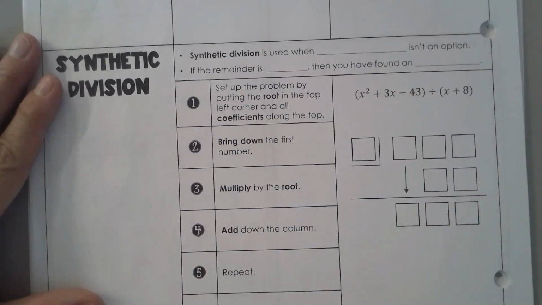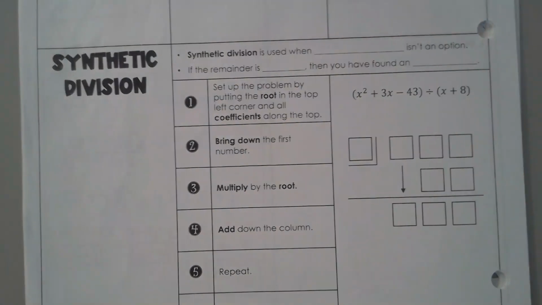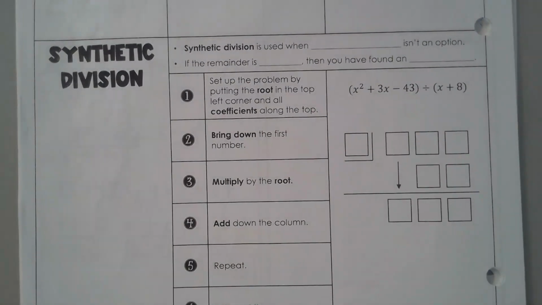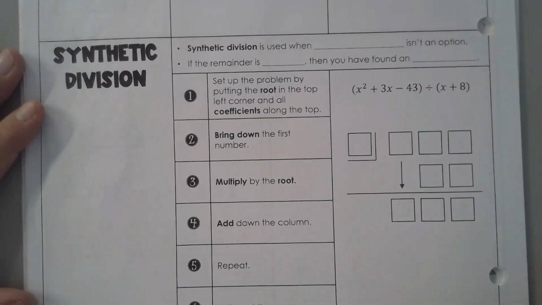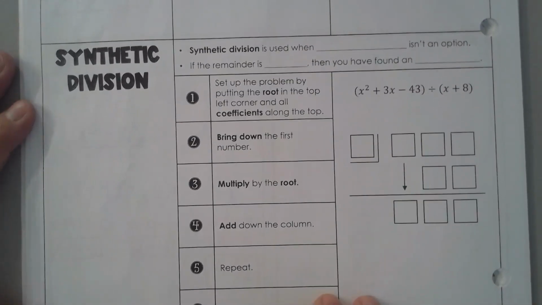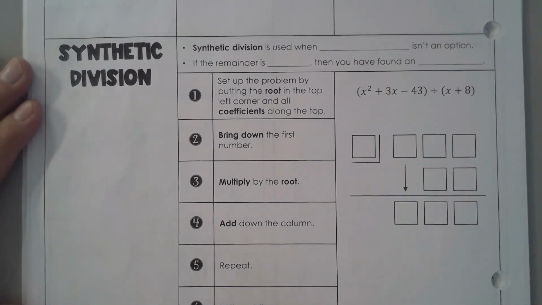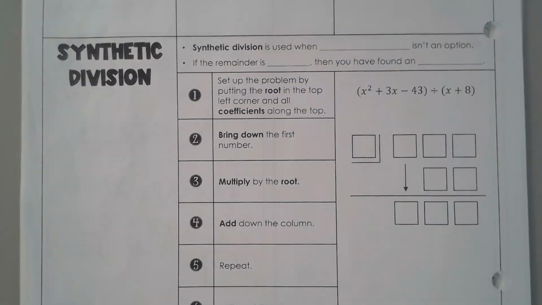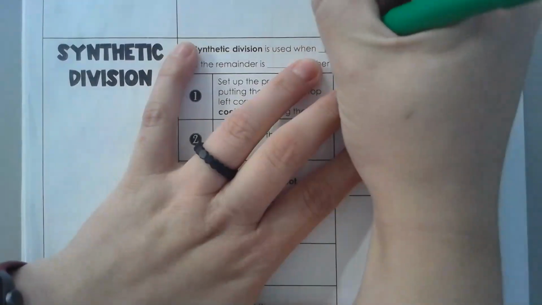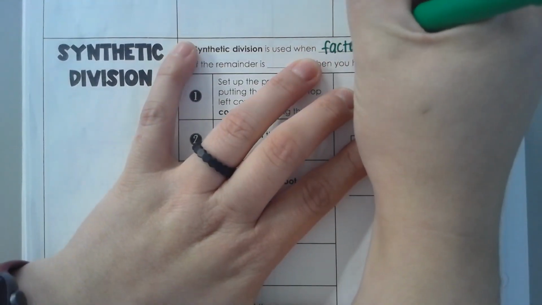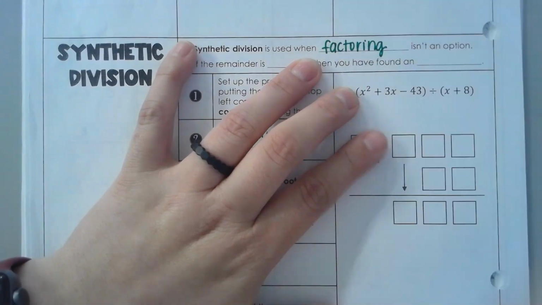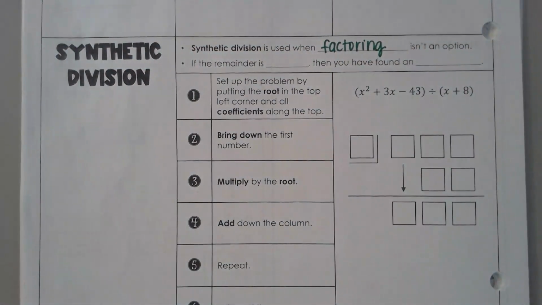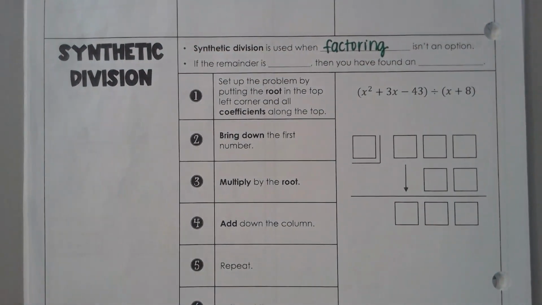Sometimes we divide and you can factor and it works out nice and neat. We're going to just skip over those. We're going to do the ones that require synthetic division because you can do this no matter what. So synthetic division is a way that we can divide when factoring isn't an option. And actually it's going to be the only way you know how to do it anyway.